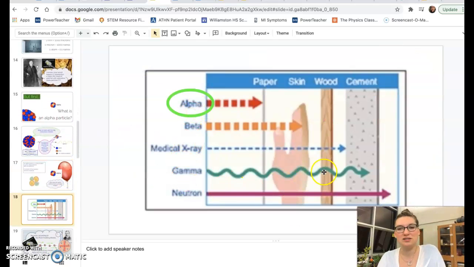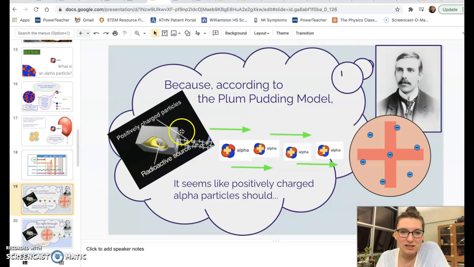And just so you know, this is a terrible picture because it's so blurry, but an alpha particle is the least strong kind of radiation. Alpha particles will stop at paper. Beta particles are another kind, and they will go all the way through skin. X-rays are a kind of radiation that was discovered at this time. X-rays go all the way through skin and wood, and they stop at cement. Gamma radiation goes all the way up to cement. Neutrons are another kind of radiation that can actually go all the way through cement, and that is what kind of radiation I believe occurs from atomic bombs. Interesting things.